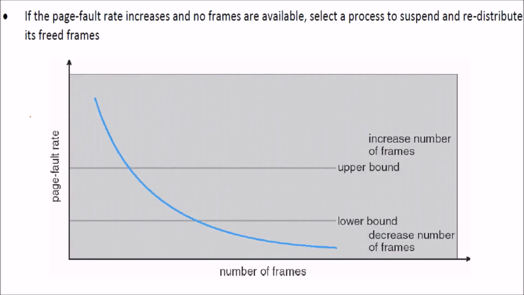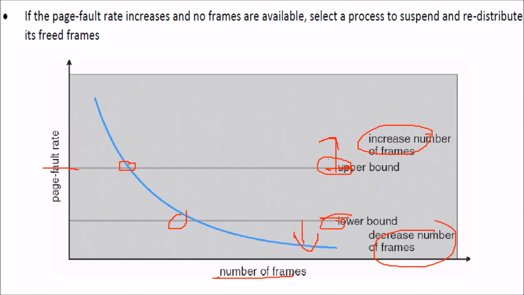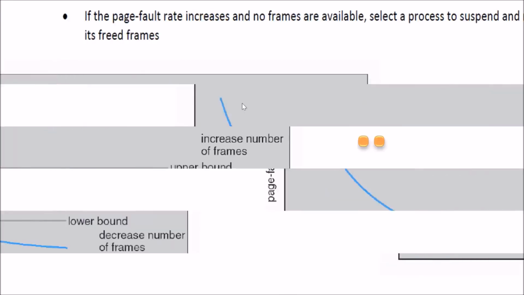I'll show you how. This is the page fault rate, this is the upper bound, this is the lower bound. These are the number of frames. If the rate goes above the upper bound, we increase the number of frames. If it goes below the lower bound, we decrease the number of frames. Or, if the page fault rate increases and no frames are available, then we will select a process, suspend it, and whatever frames it has, we will redistribute to others. This is what we'll do.